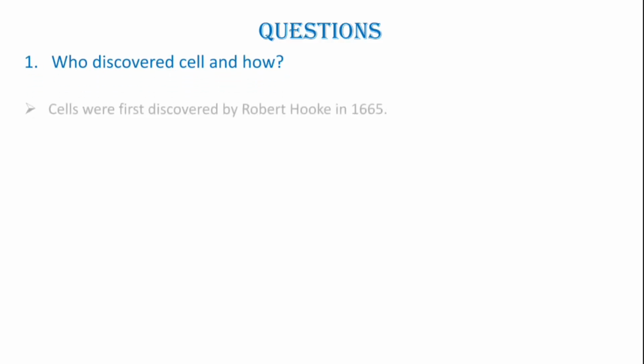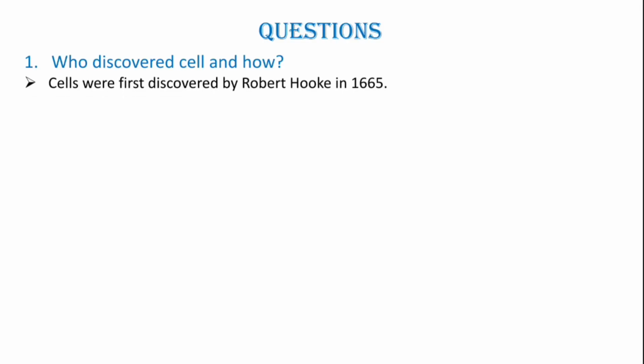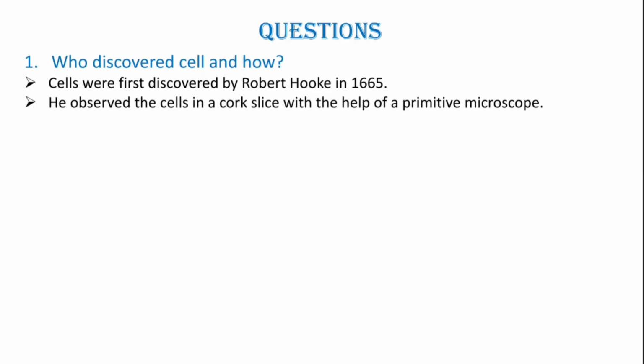Next, the questions of the chapter. Who discovered the cell and how? Cells were first discovered by Robert Hooke in 1665. And how? He observed the cells in a cork slice with the help of a primitive microscope.